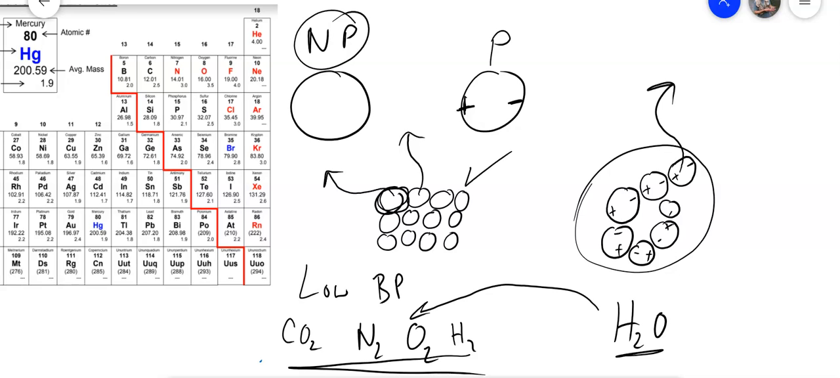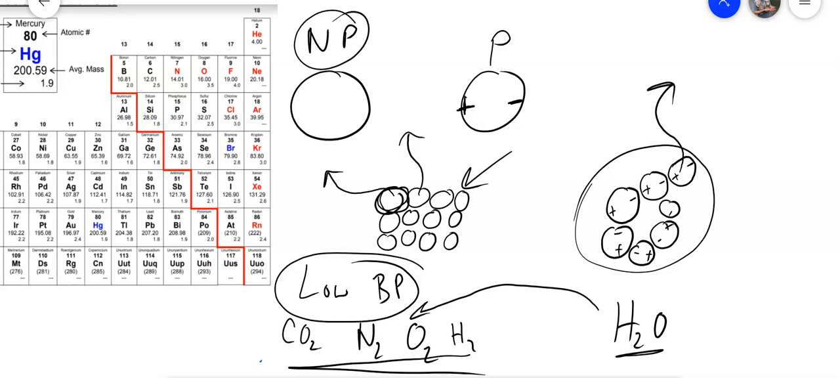In a nonpolar substance, it would be like a bunch of marbles in a bag. It'd be much easier to just pull one marble away because they're not stuck together. So nonpolar substances usually have a lower boiling point, which means they're often a gas at room temperature.